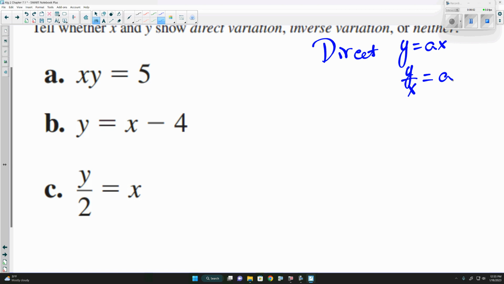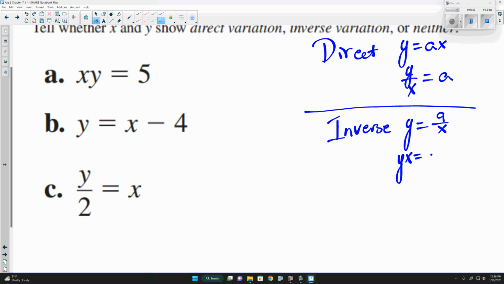Our other type that we have is inverse variation. Y is equal to a over x. When we have it in this form, x and y are on opposite sides. One's in the numerator, the other's in the denominator. Or if they're on the same side, they're both in the numerator. They're both being multiplied together.